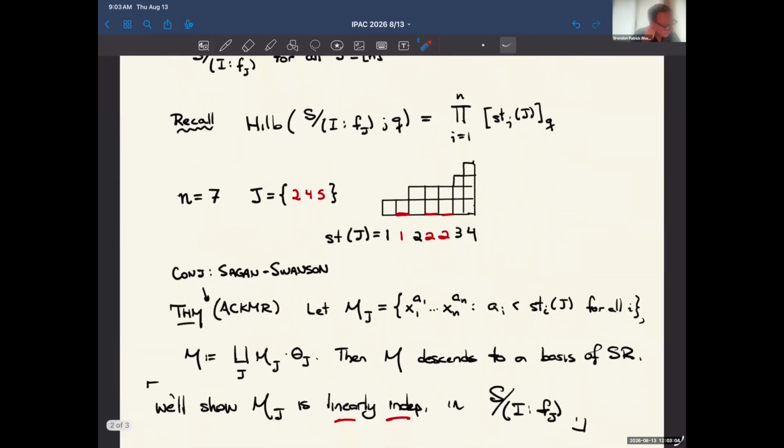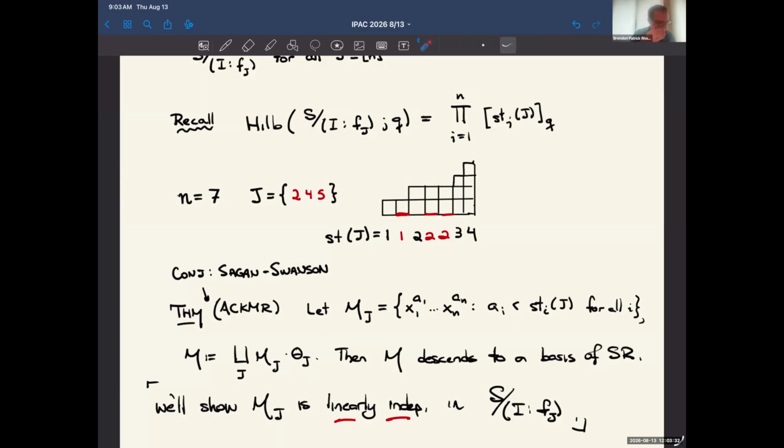One more recollection here. The Hilbert series of S modulo this colon ideal is a product of, well, J-staircase q-numbers. So if n is 7 and J is {2, 4, 5}, this is the corresponding J-staircase. So the student was held back in grades 2, 4, and 5. It looks like this.